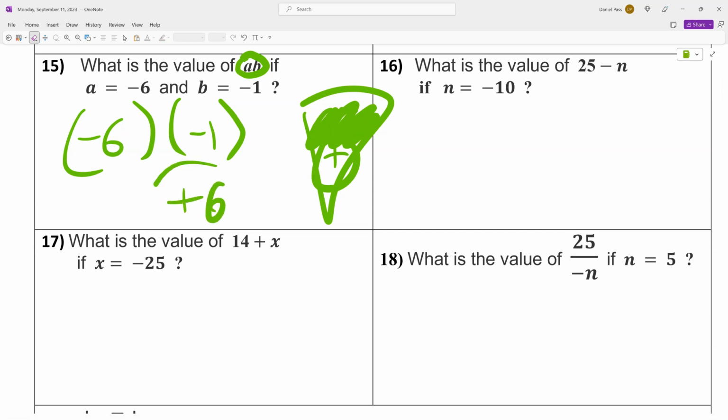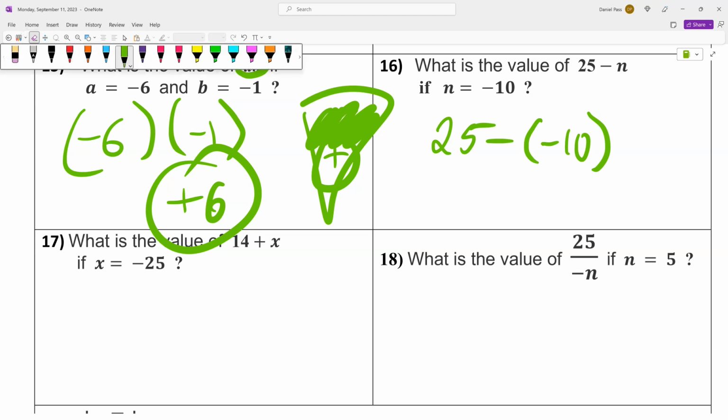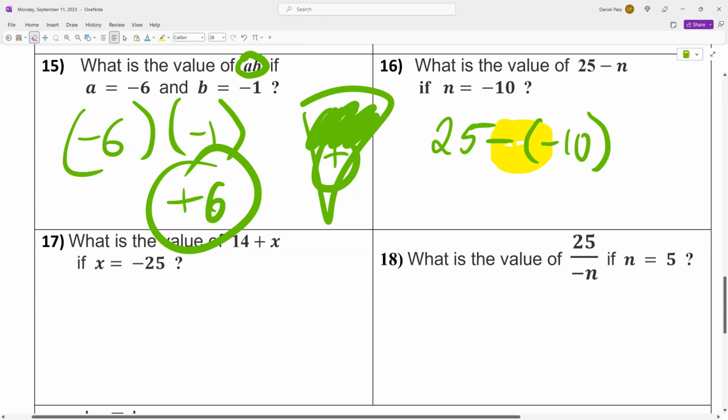Okay, positive 6. Excellent. Now, what about number 16? We see here that it's 25 minus n, and if n equals 10, it would be 25 minus negative 10. So this makes a double sign. Did you all find that, or did you miss it? It's a double sign.